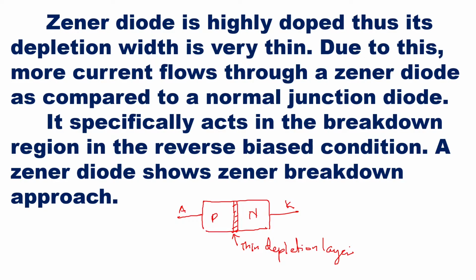Okay, due to this, more current flows through a Zener diode as compared to a normal PN junction diode. It specifically acts in the breakdown region in the reverse bias condition. A Zener diode shows Zener breakdown approach. Okay, so the Zener breakdown approach is a specialty of Zener diode. Its operation in reverse bias condition is a specialty of this device, and that makes it a very applicable device, especially in the applications like voltage regulators.